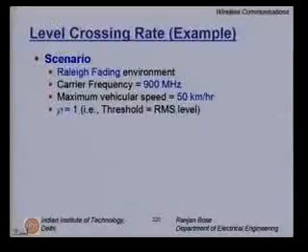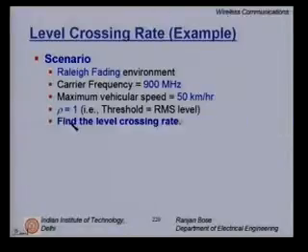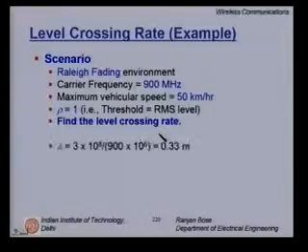R is equal to the RMS, and R over R RMS is nothing but 1. What do we have to find? Find out the number of crossings per second going in the positive direction. So, first we have to calculate the wavelength at which we are operating. So, it is the speed of electromagnetic waves divided by the frequency, which is equal to about 33 centimeters.